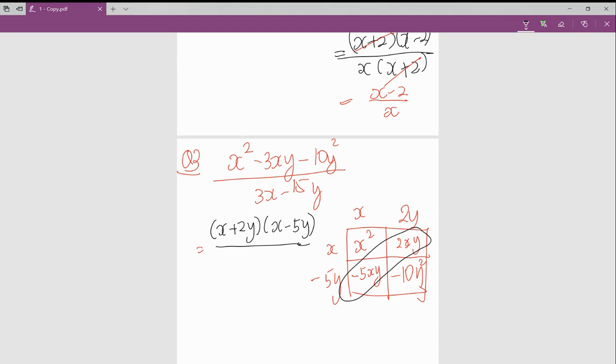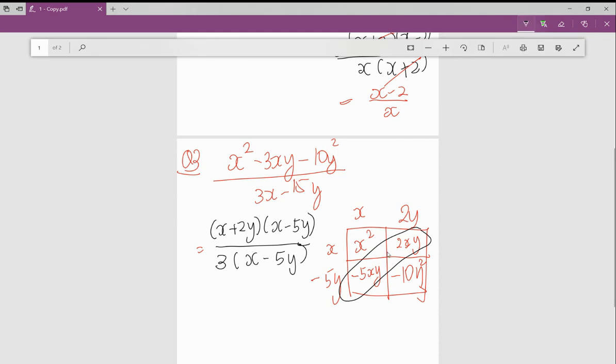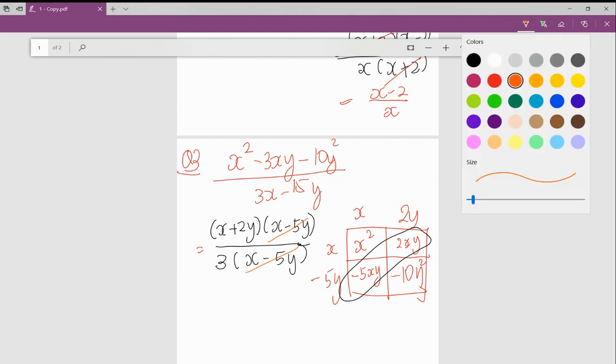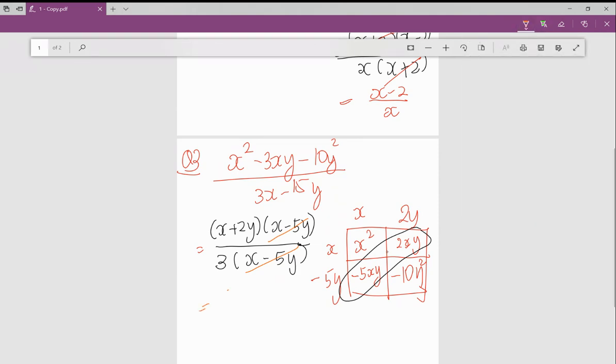And for the denominator, I can just bring the common factor 3 out. I'm left with x minus 5y. Usually for this kind of question, there will be a common factor. And if you notice, x minus 5y and x minus 5y I can cancel off. And then the final answer is x plus 2y over 3. This is the final answer.